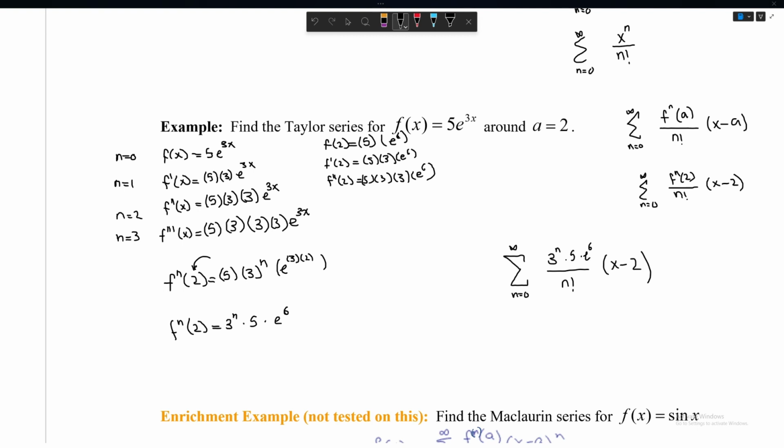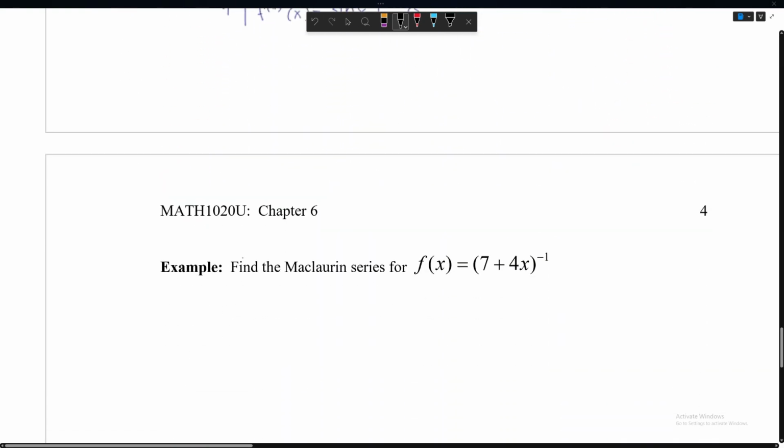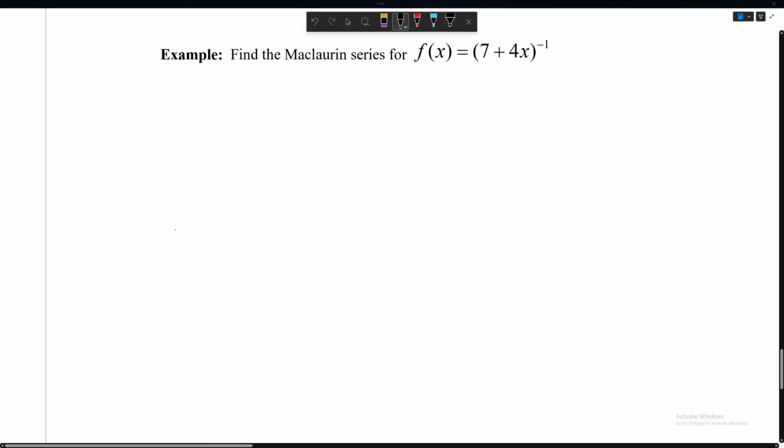Some patterns will look a little bit more complicated or a little bit more challenging, but we'll go through most of them. All right, so moving on to the next step, which is find the Maclaurin series.